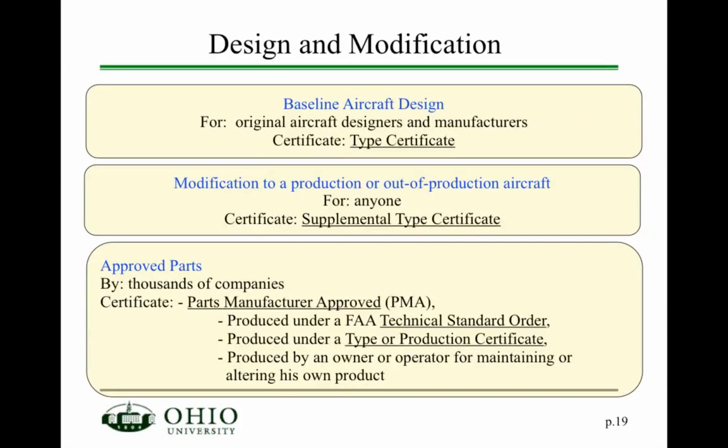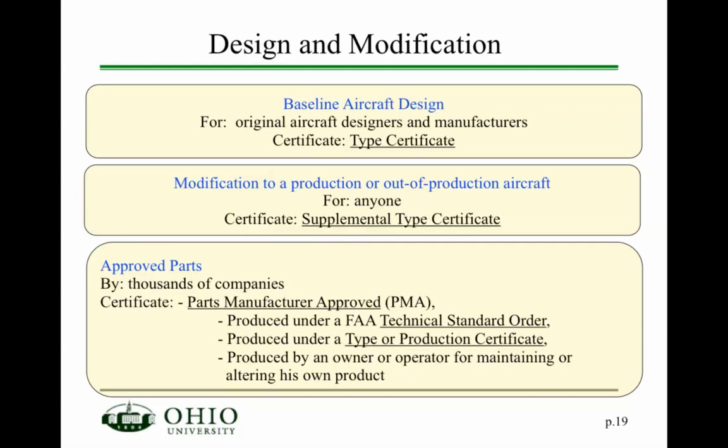Okay, let's look at some of these designs. If you look at a baseline aircraft design, for example, a Boeing aircraft or an Airbus aircraft, this is an original aircraft design that's made by an aircraft manufacturer. So these typically get what we call a type certificate. If you have a new type of aircraft, they need to get a type certificate. For example, the Boeing 737-800 will have a type certificate. It's a particular type. So this is really for the aircraft manufacturers.